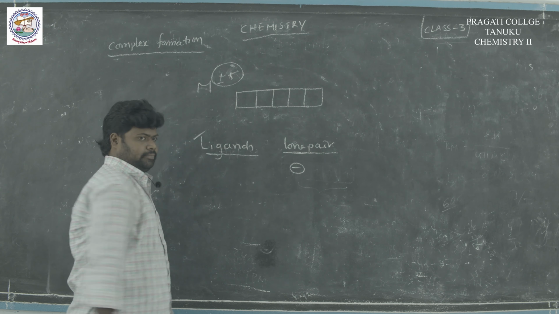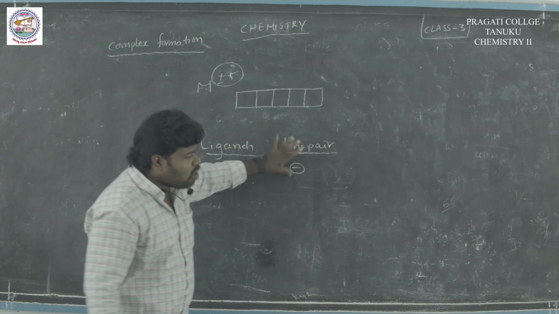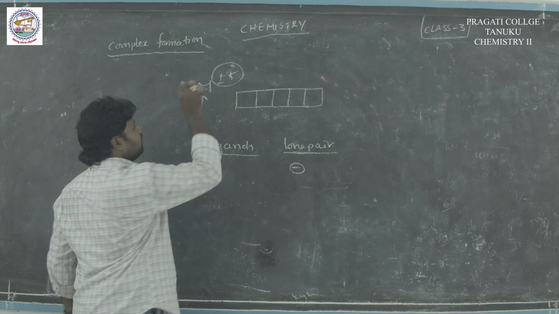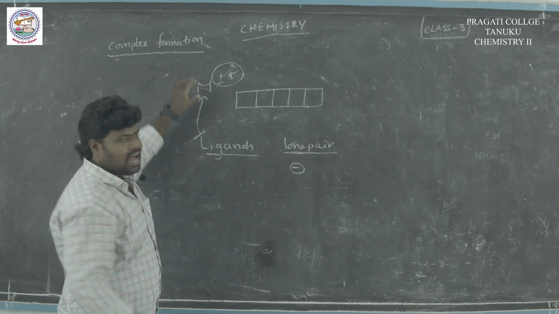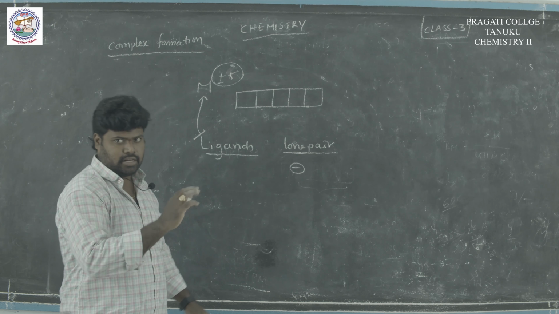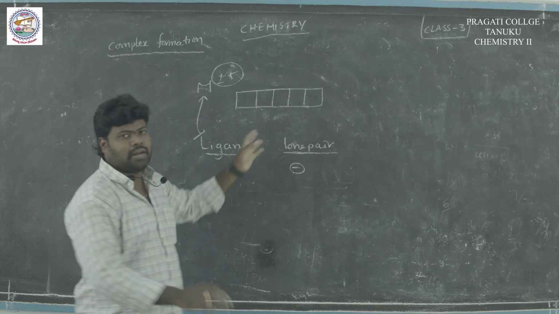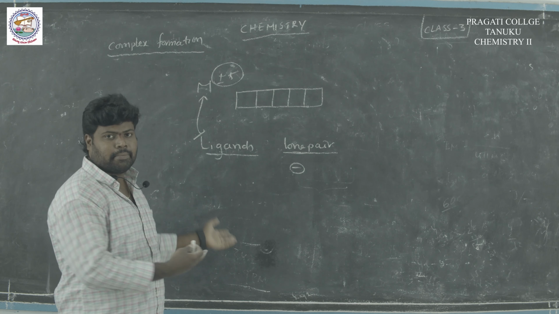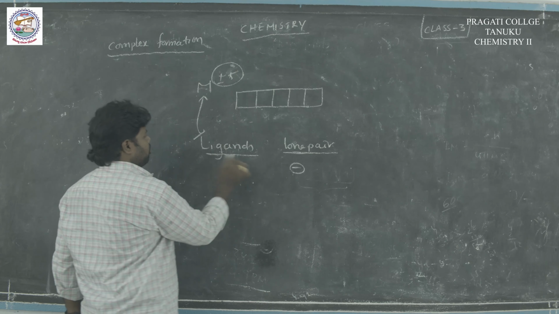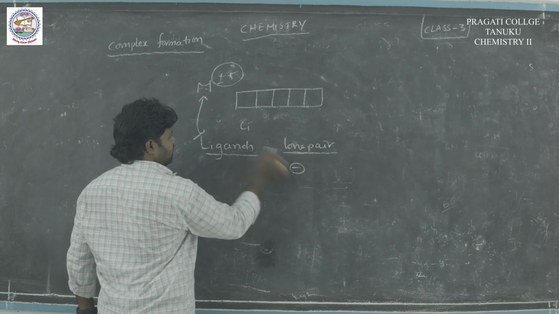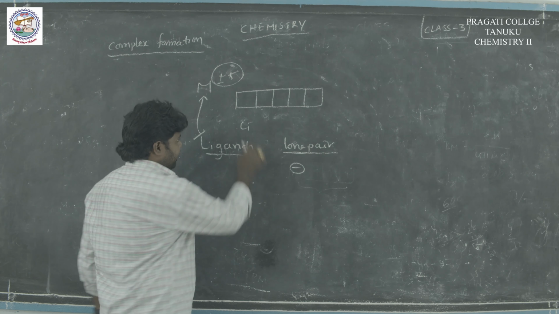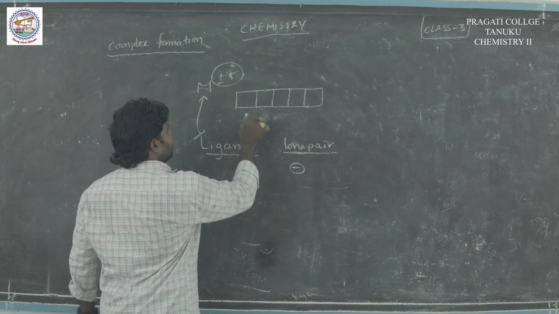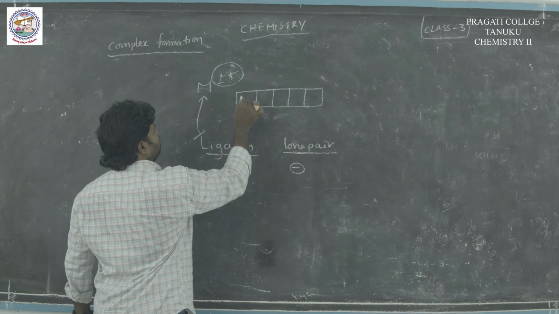These ligands have more electron density. These ligands combine with metals because the metals have already lost some electrons, so they have empty orbitals. How do they combine, sir? Ligand means it contains a lone pair of electrons, so it easily donates a pair of electrons. So ligands donate a pair of electrons to the metal.